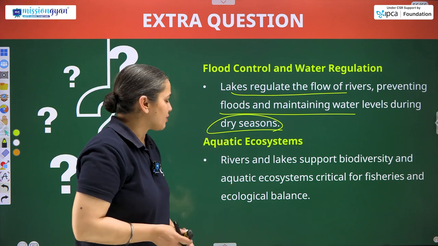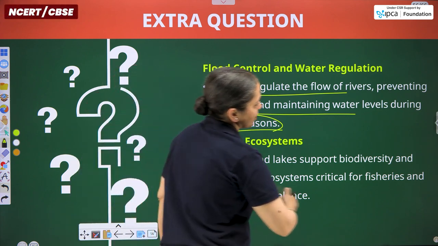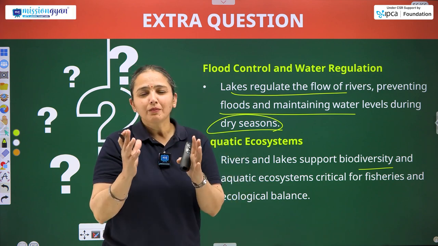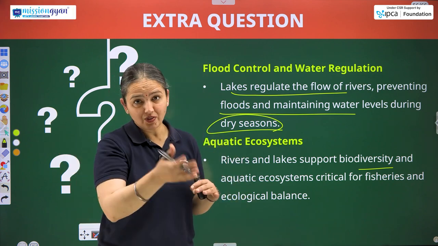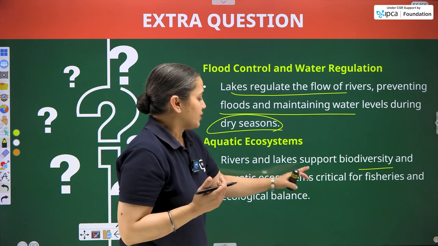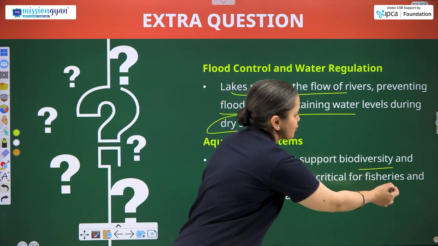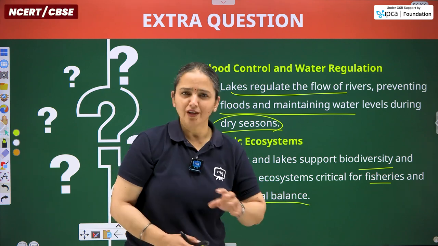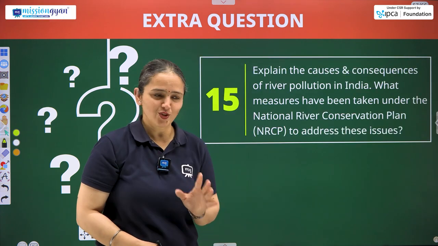Talking about aquatic ecosystems, rivers and lakes support biodiversity, the variety of animals and plants that are present in water. So we are talking about aquatic biodiversity, ecosystems critical for fisheries and ecological balance. Now finally our question ends over here.